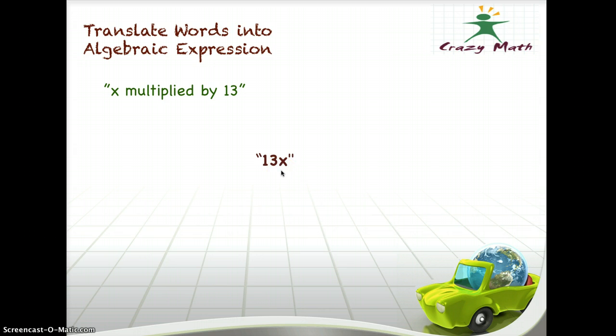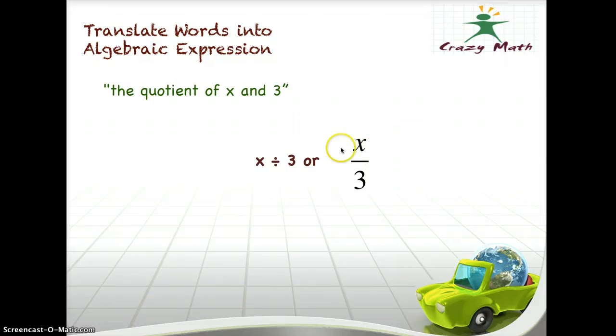Another example, the quotient of x and 3. We can write these words as this algebraic expression, x divided by 3, using this symbol, or you may also write it as a fraction, which is x over 3. You can also read this as x divided by 3. Remember that your dividend is the numerator and your divisor is your denominator.